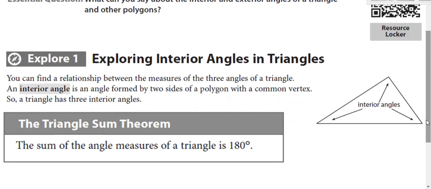Now, the thing about triangles is that the three angles will always add to 180 degrees. The sum of the angle measures, the interior angle measures of a triangle is always 180 degrees. So if you know two, you can subtract, find the third one.